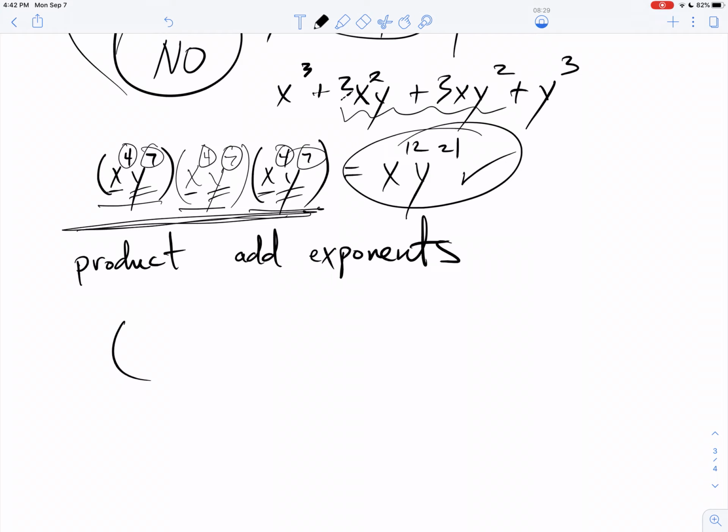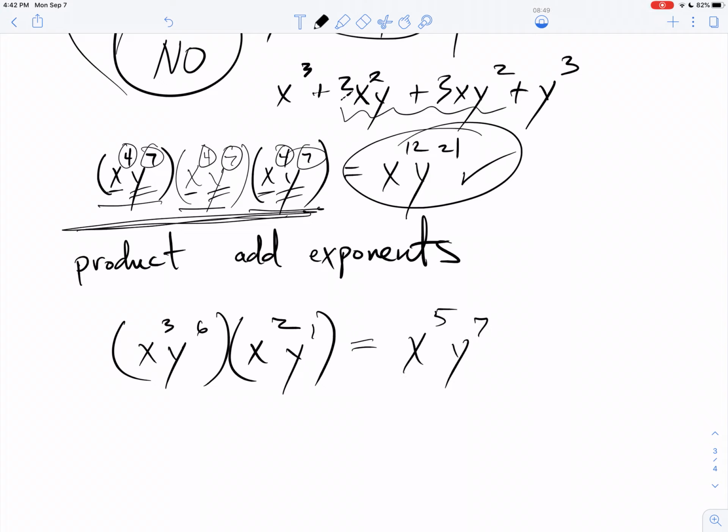So anyway, let's take a look. Like x to the 3rd y to the 6th times x squared y to the 1st. I didn't write it in, so it must be a 1. And then this is just the product rule, so I would just add their powers: x to the 5th, y to the 7th. There's nothing outside here. There's no power getting distributed. It'd be like if they wrote a 1 here, but 1 doesn't change anything when you multiply it, so we don't have to write it in.